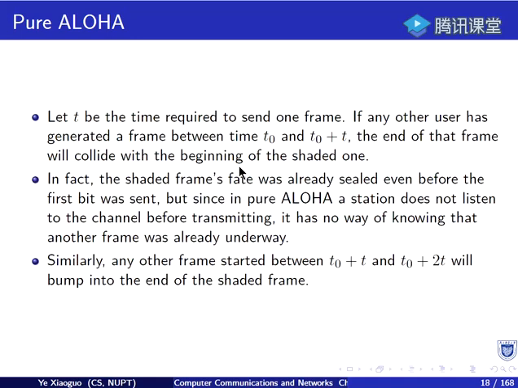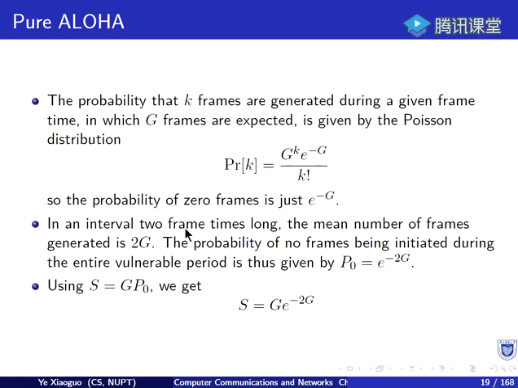So we should calculate the probability of 0 frames transmitted in some time slot. In the interval of two frame times, the mean number of frames generated is 2G. The probability of no frames being initiated during the entire vulnerable period is then P0.